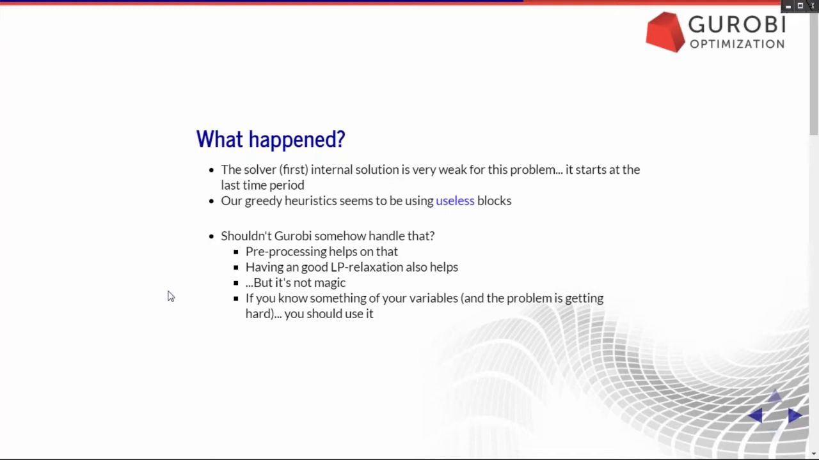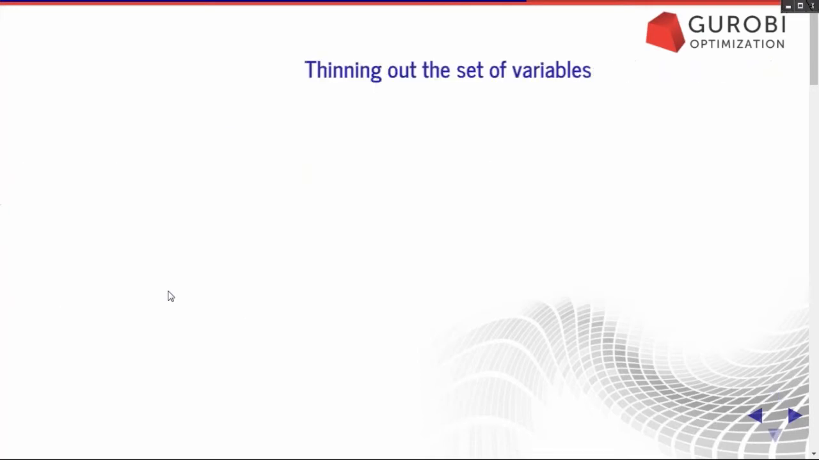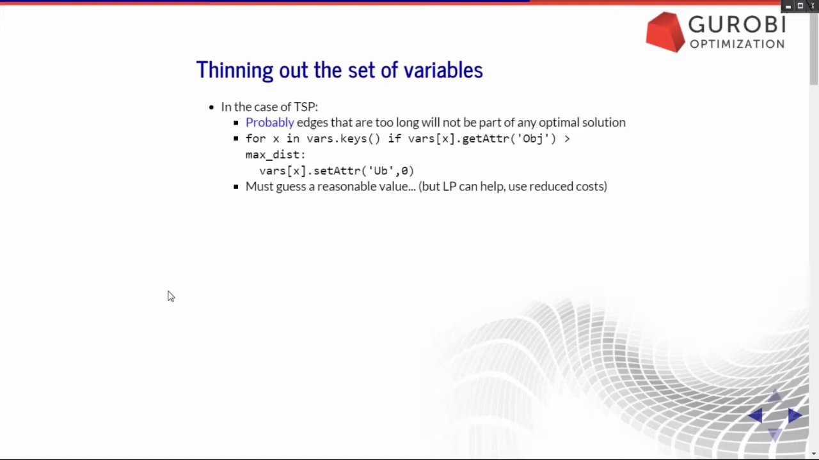And in this case, particularly in the mining problem, we do know something. We do know that in these problems, if you look at the blocks that are at the bottom of the mine, they're usually just filling in. They have negative objective, and also they are just using capacities. And so we know that those things probably you don't really want to use them. So that leads us to the idea of thinning out the set of variables.